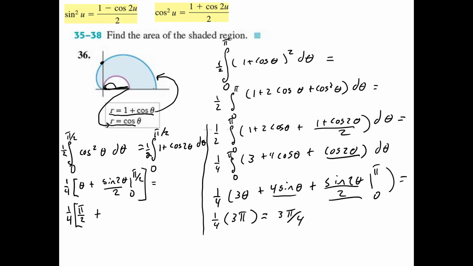And then this will be plus, when you put in the pi over 2, you'll get sine of pi, which is 0. And when you put in the 0, you get 0, so there's nothing there. And so you get pi over 8.